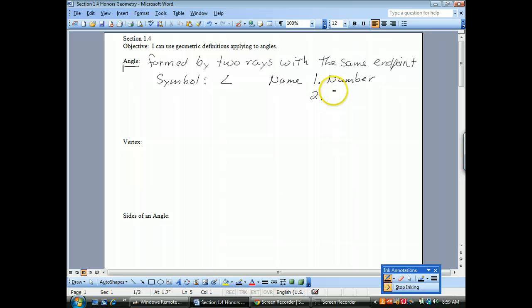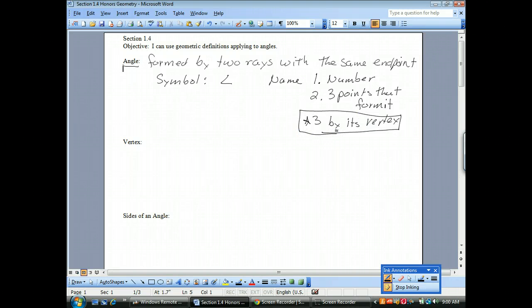Number two, we can name it by the 3 points that form it. And number 3, but you have to be very careful with number 3. You can only do it in certain situations. You can name it by its vertex point. But you can only use this one if there's only one angle at that vertex point. In other words, there cannot be any question about what angle you're talking about.